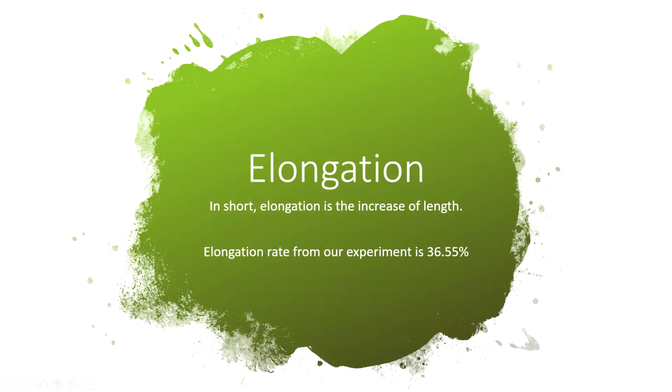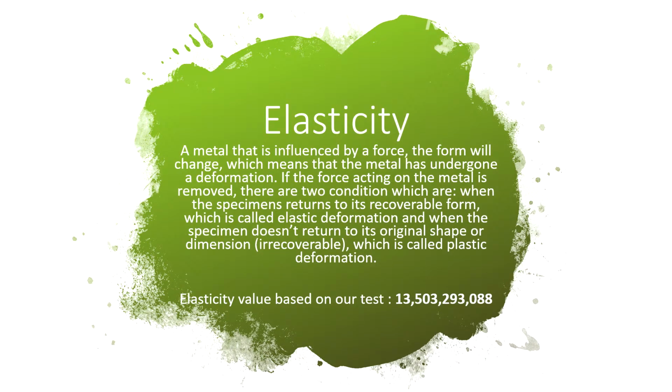And then we can also calculate the elongation. Elongation is, in short, the increase of length. The elongation rate from our experiment is 36.55%. When a metal is influenced by a force and the force is then removed, there are two conditions that can happen. When the specimen returns to its initial form, it's called elastic deformation, and when it does not get back to its initial shape, it's called plastic deformation. After we calculated the data, we got an elasticity value of over 13 billion.